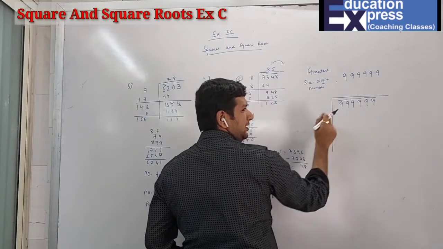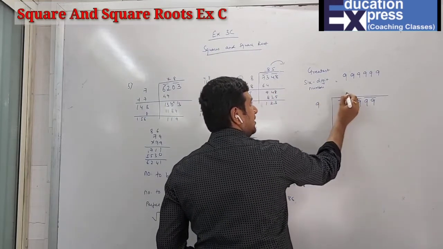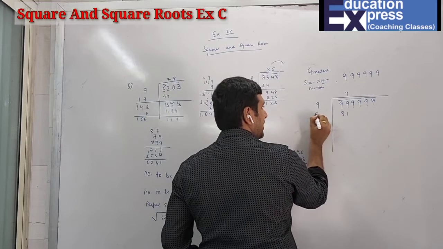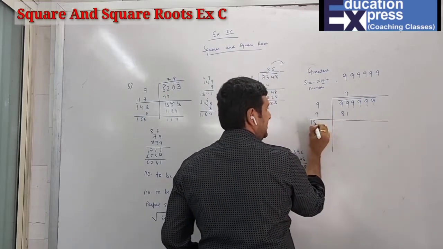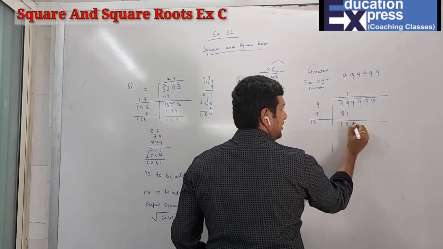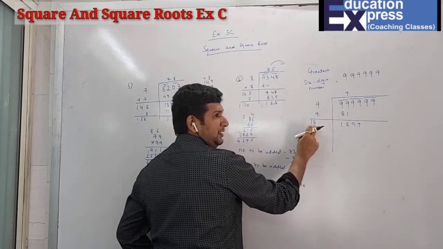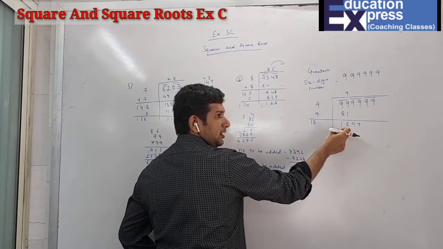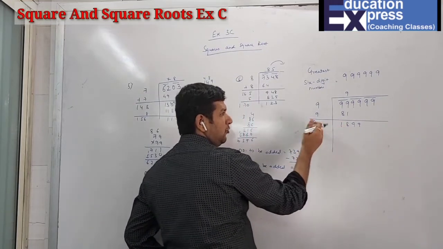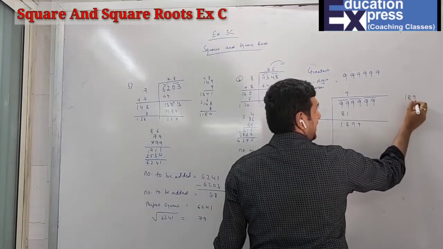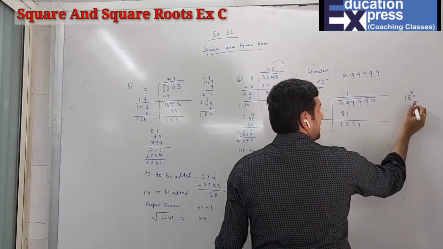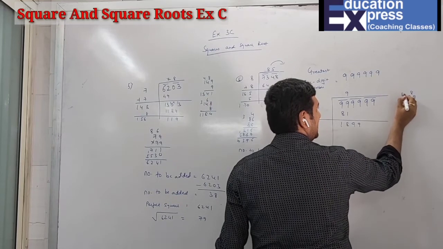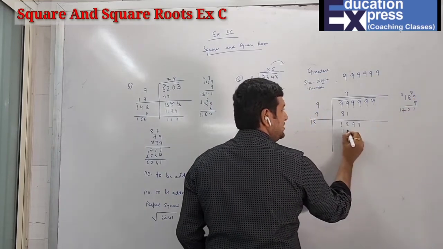Before 99, what is the perfect square? 9 nines are 81. So plus 9, you get 18. This will be 9 and 9. Now again 18. 18 times is 180. So obviously 10 is not possible. We'll always go for 9. So 18, 9 nines are 81, 9 is 72, 80. 9 ones are 9 and 17. So 1701.